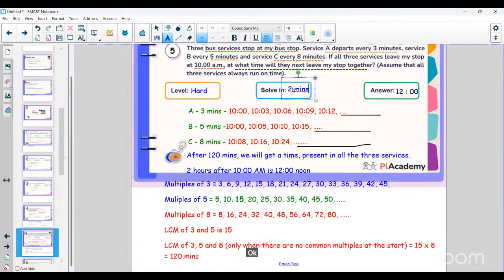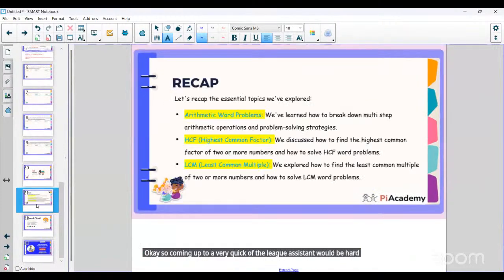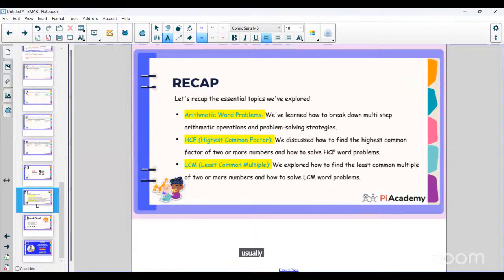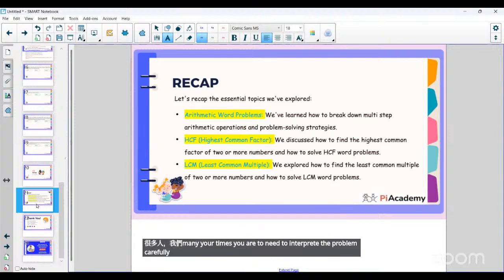Okay. So coming up to a very quick recap session, what we have covered: we talked about arithmetic word problems, the multi-step arithmetic problem, how to identify, how to use up the operations, how to select the operations, and also understand it's not always the keywords like altogether or product which comes up. Many a times you also need to interpret the problem carefully and decide which is the correct operation.